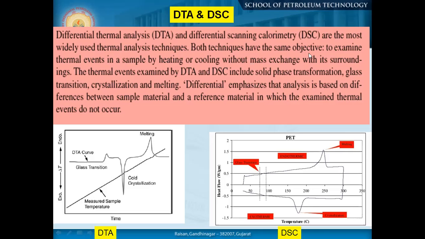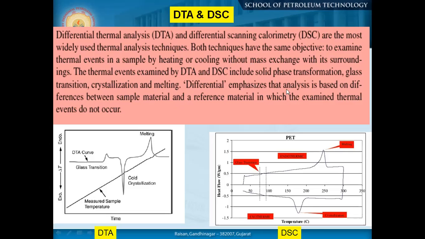Both techniques have the same objective: to examine thermal events in a sample by heating or cooling without mass exchange with its surrounding. So what is happening in the earlier case, in thermogravimetry, we discussed the change of mass, the mass changing, but here without exchange of the mass with the surrounding. The thermal events examined by DTA or DSC include solid phase transformation, glass transition, crystallization, and melting.